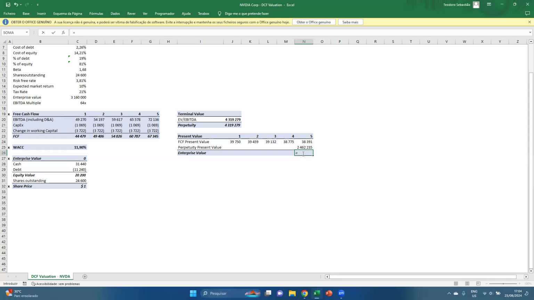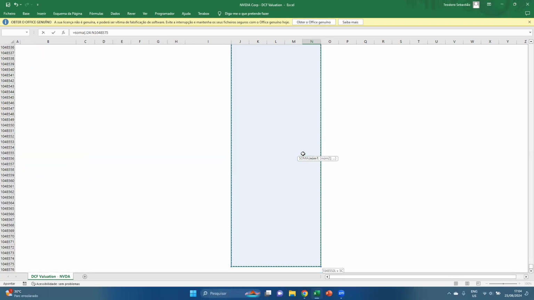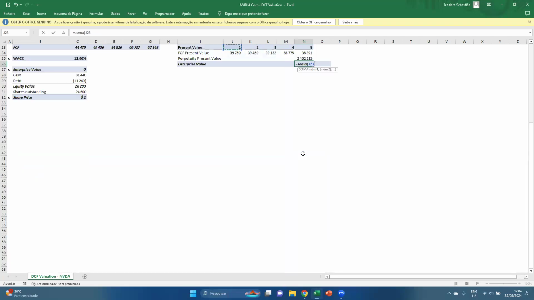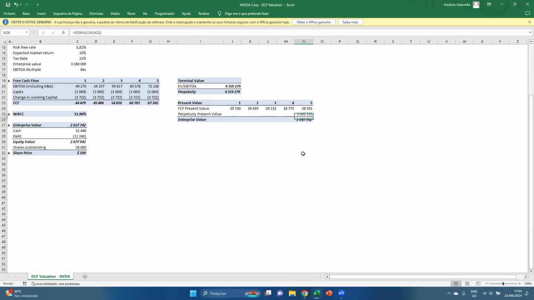So here we can sum all of it. You guys can use Control Shift and then just sum, and you're going to have your enterprise value. Then you guys can put the enterprise value here, add back the cash, and reduce debt to have the equity value that is the sum of it because it's already negative. So yeah, it is the sum of it, and the shares outstanding is for you to have the share price.